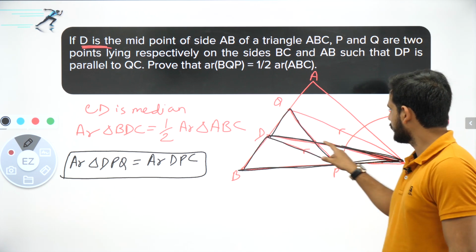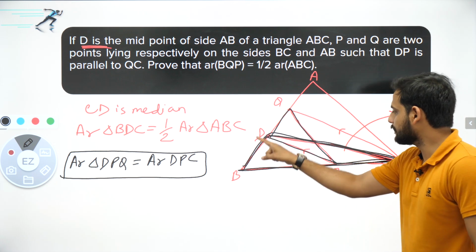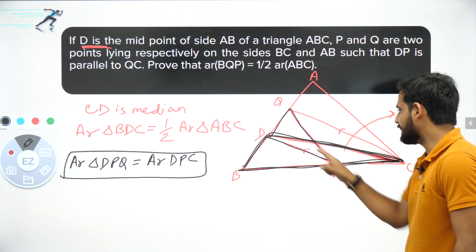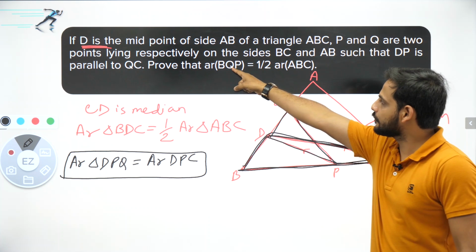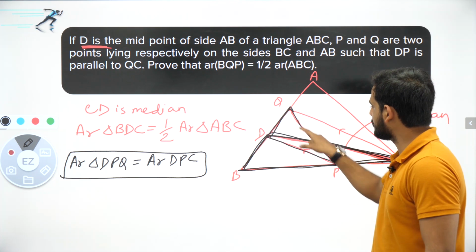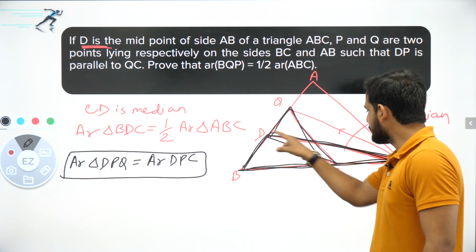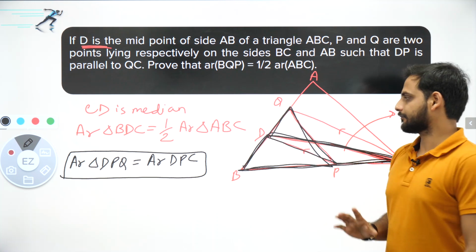BDC is this part. That means angle BDP plus angle DPC. And what do you want to prove? You want to prove BQP. BQP is where? BQP is here. BQP is BDP plus DQP.